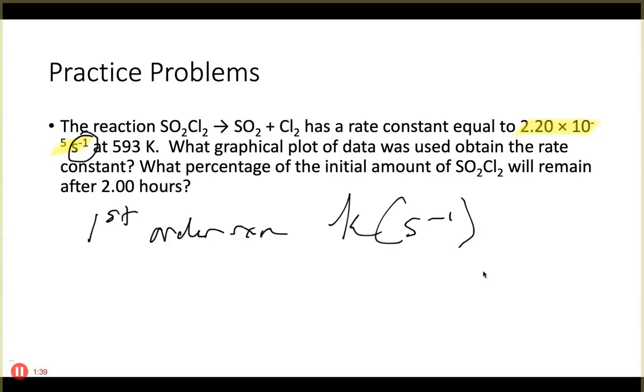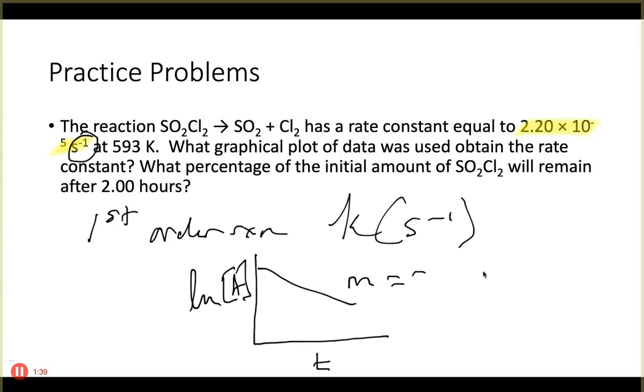So for us, this answers our first question. What graphical plot would linearize the data? Well, I know it's a first order reaction. If we go back one slide, which I won't because I'm in the middle of drawing, a plot for a first order reaction has the natural log of the concentration of whatever our reactant is plotted against time, and we should have a straight line. We can get a slope from that. We know the slope m is going to be equal to negative k. How do I know that?